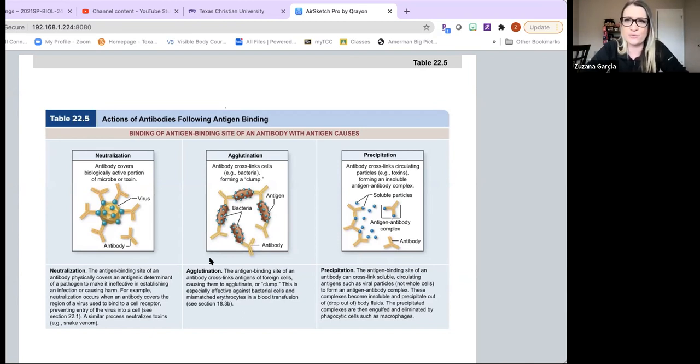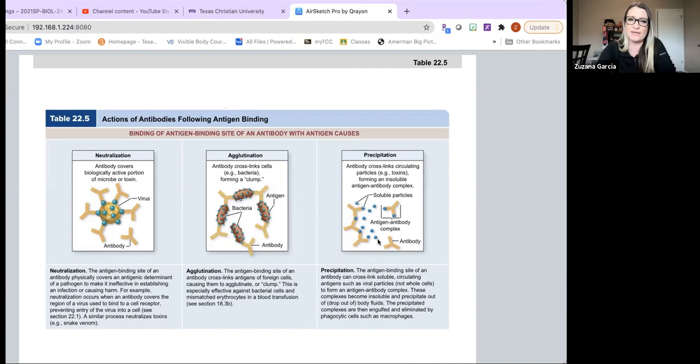Agglutination, you already know, is when antibodies cross-link cells. The important word here is that it cross-links cells. So you would have an antibody, cell, antibody, cell, antibody, cell, and so on. Cells are being cross-linked, and it results in the formation of a clump, or agglutinate. And then there's precipitation.